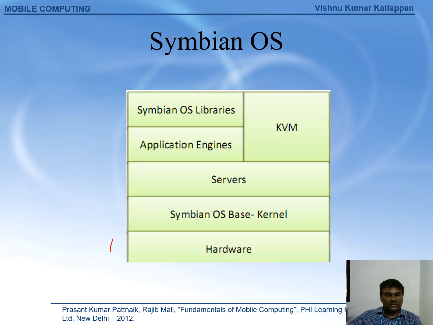Here, as I showed you, is the layered architecture from bottom to top. You can see from the hardware to the libraries, where the lowest layer is the hardware layer.